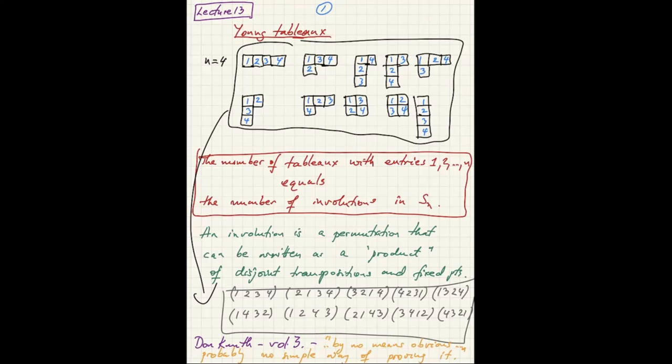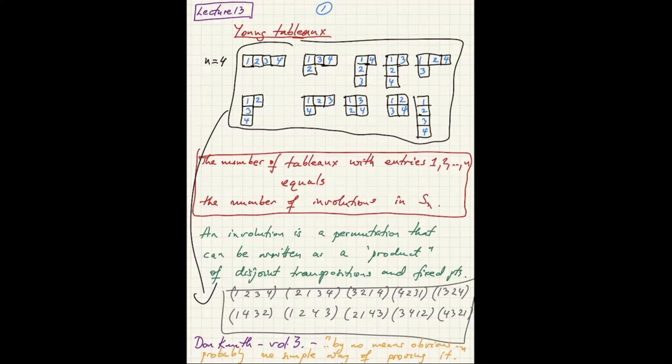Okay, so like we mentioned last time, an involution is a permutation that can be written as a product of disjoint transpositions and fixed points. So the identity permutation is an involution. At the bottom of the page, we have the list of 10 involutions in S4, each written in one-line notation. And on the top, we have 10 tableaus of 4 entries. And we'll see in a little bit a bijective correspondence between these objects.